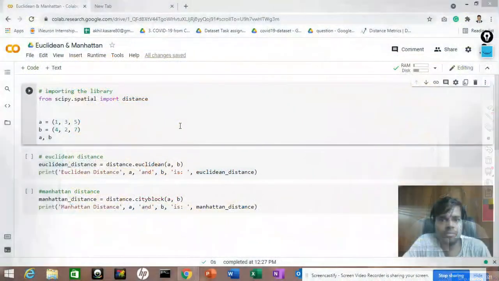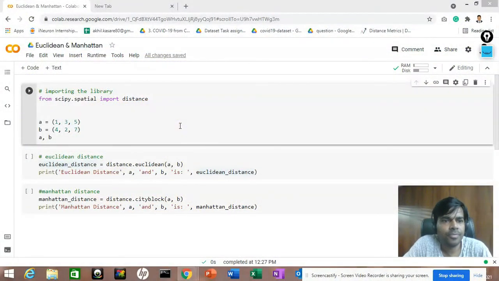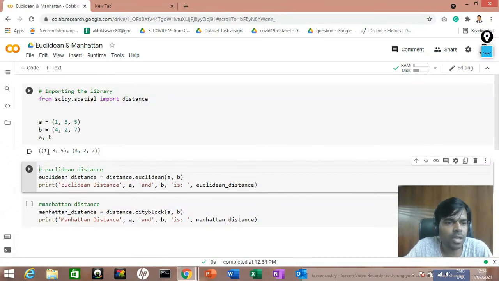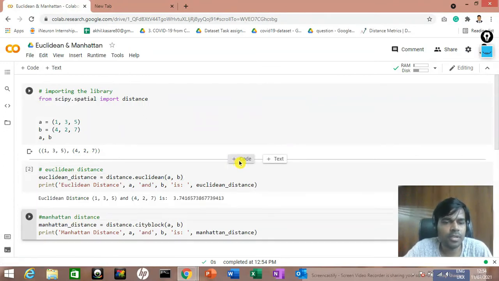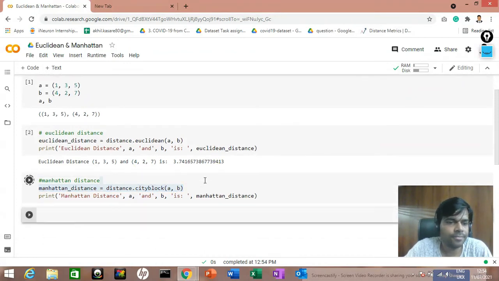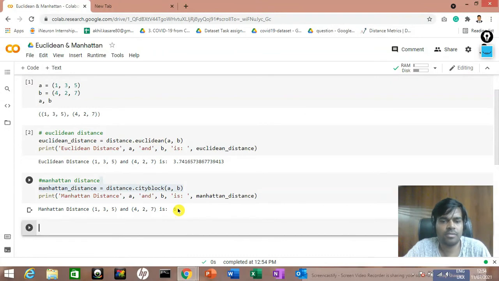Now we will do it with the help of Python and solve Euclidean distance and Manhattan distance. Suppose A has the values 1, 3, 5 and B has 4, 2, 7. You run this code. We have A and B, and we want to find the Euclidean distance. We have the formula, and if you print the value, it gives 3.74. What about Manhattan? Let's see. Manhattan is giving 6. This is the way we use Euclidean distance and Manhattan distance.